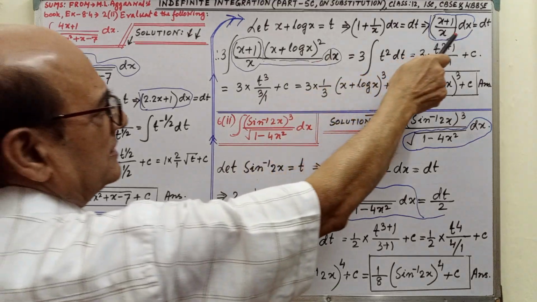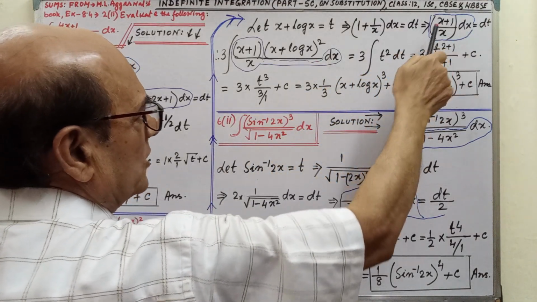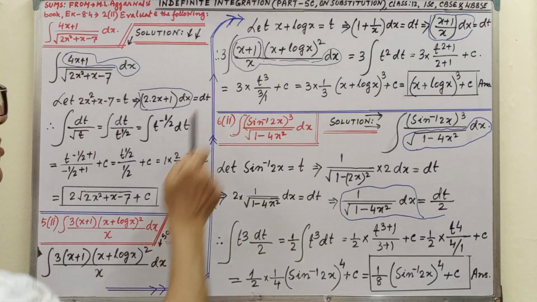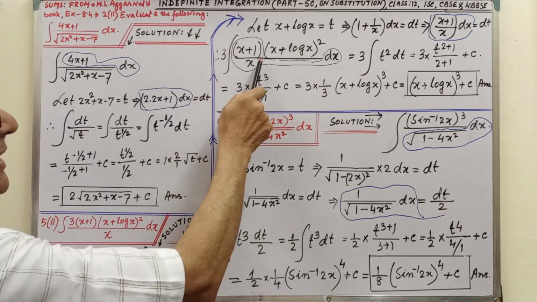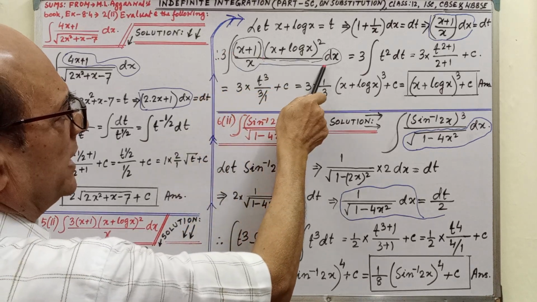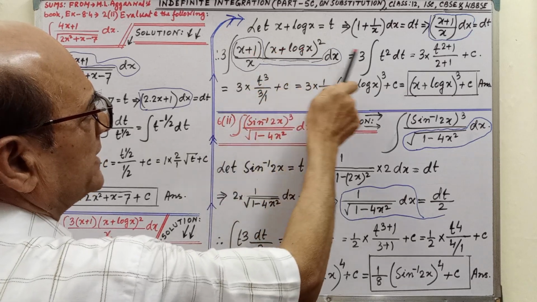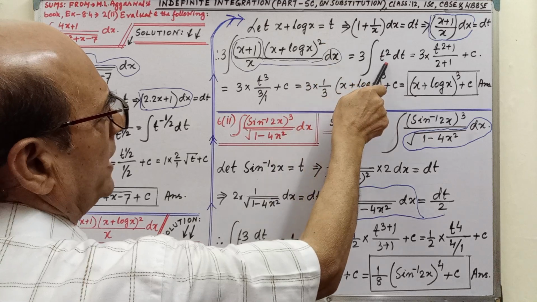This part you should not do, but for the sake of explanation I have done it. These three we are taking outside of the integration, then by simplifying we are getting this. Then x plus log x, that is t we have considered, and here is square, so t square.